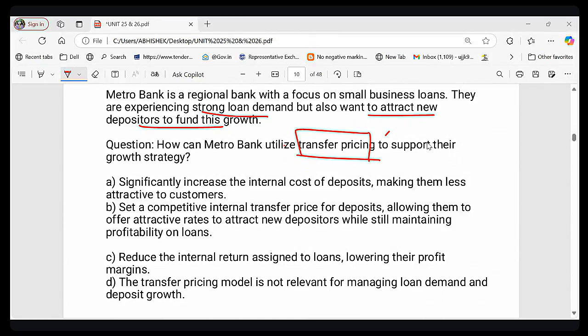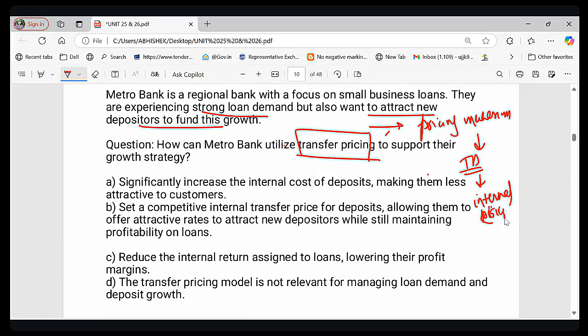First of all, you must understand what is the meaning of transfer pricing. आपको transfer pricing पता होना चाहिए. देखिए transfer pricing क्या होता है कि यह is a kind of pricing mechanism within the bank where the treasury department assigns internal price to deposits and loans, right? This treasury department assigns internal price to deposits and loans.